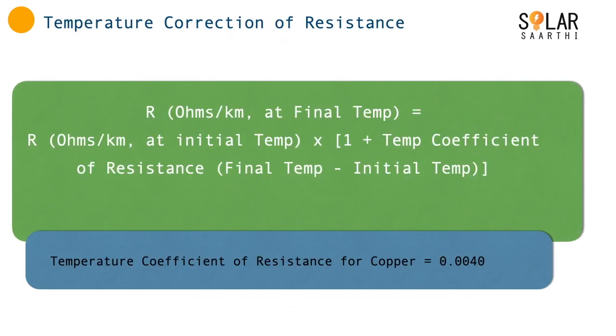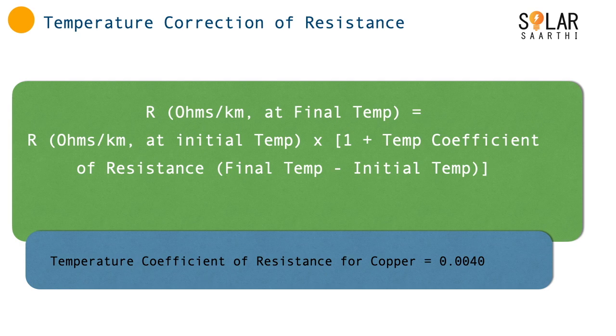As discussed, the temperature correction of the resistance has to be done. It is always given in the range of 20 to 30 degrees Celsius on the data sheets, and that needs to be changed to a higher temperature of, let's say, 90 degrees Celsius. So for that we can use this formula.